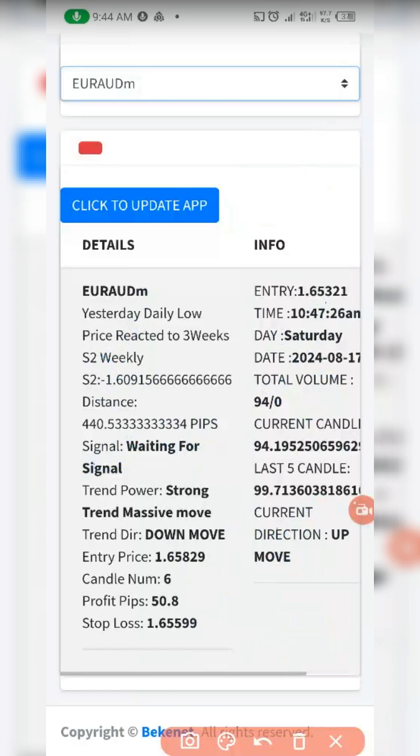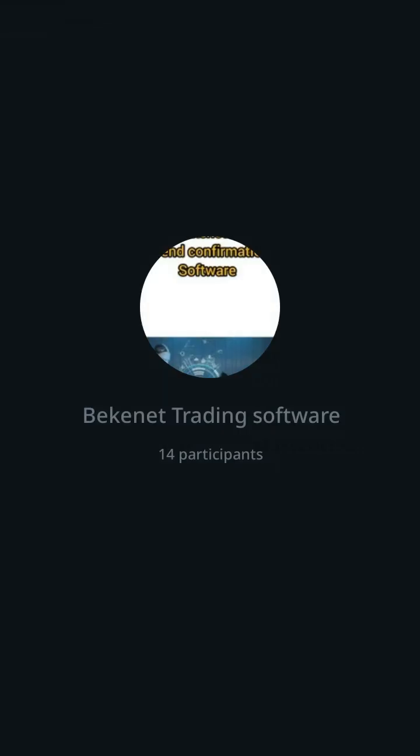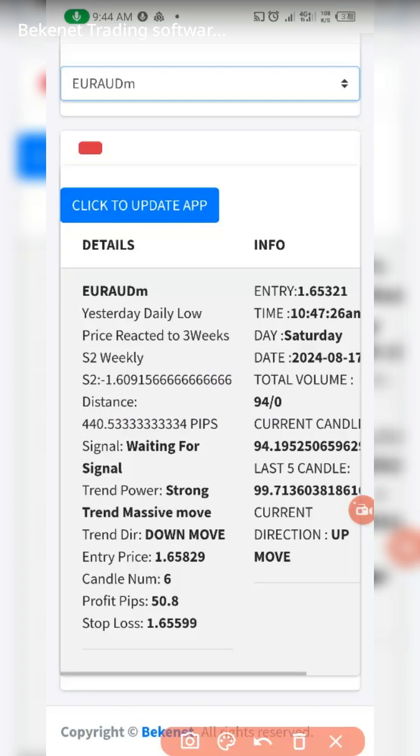Go to your inbuilt chart and look for if it's close to a resistance and support. If it's not close to a resistance and support, then you generate your stop loss and take profit from there.